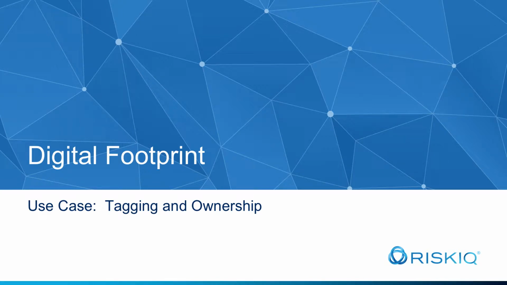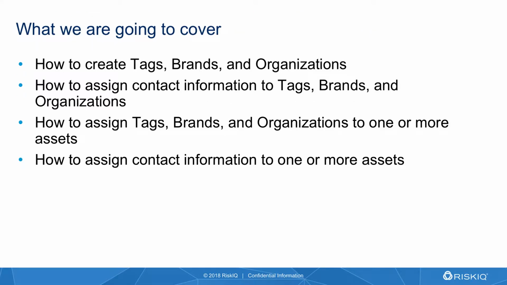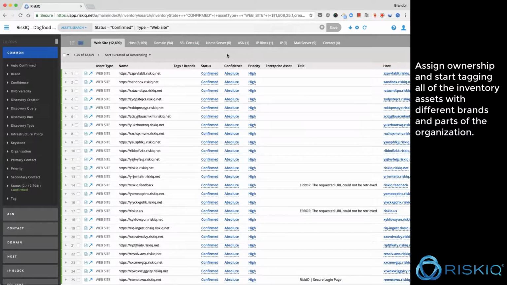Once you've performed discovery and built out your inventory, you're going to have a whole bunch of assets present inside of your inventory, split up in a whole bunch of different ways. One of the things that's really important once you have this inventory built is to essentially assign ownership and start tagging all of the different inventory assets with different brands and parts of the organization.